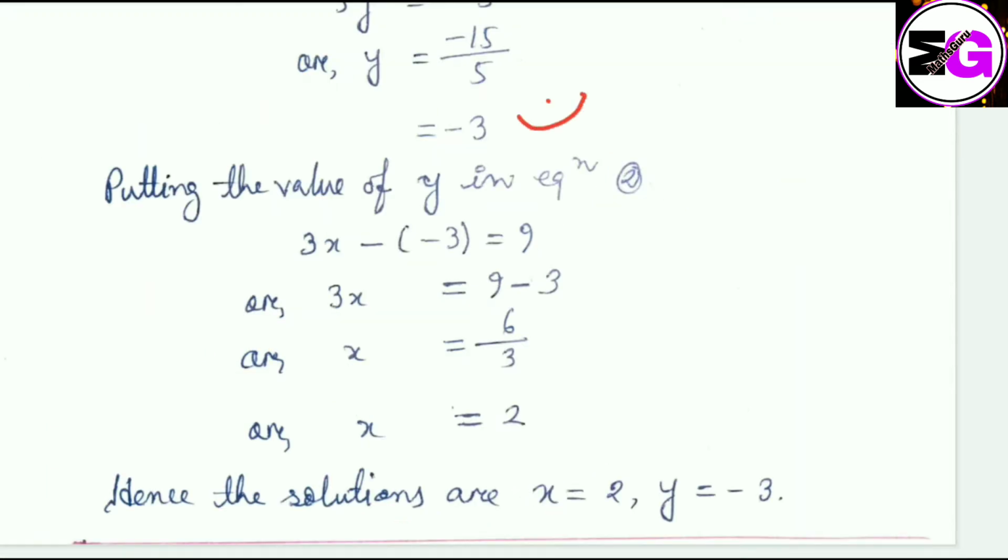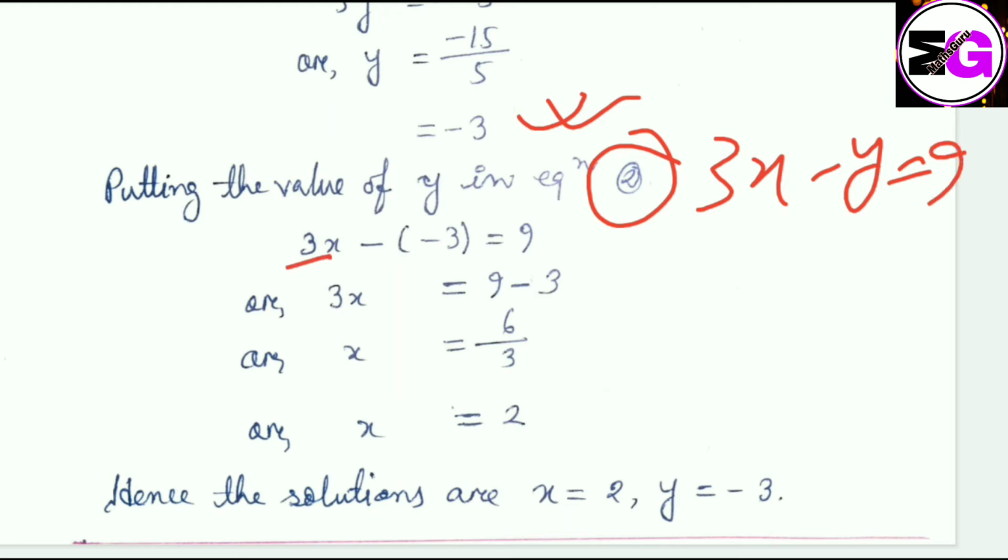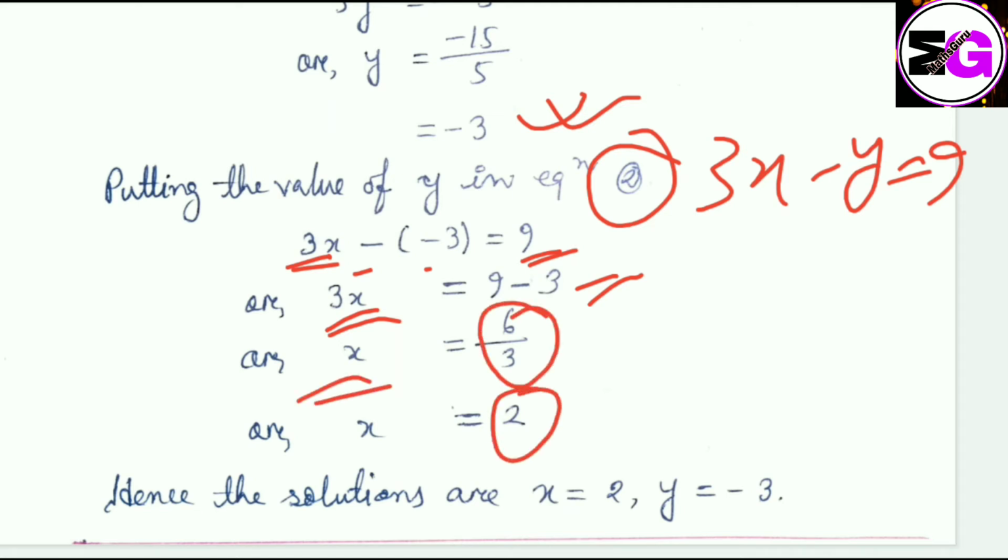Since we got the y value as -3, we put it in any one equation. I put it in equation number 2, that is thrice x minus y equals to 9. So thrice x minus (-3) is equal to 9, or thrice x is equal to 9 minus 3, that is 6, so x is equal to 6 by 3, that is equal to 2. So these are our solution, that is x equals to 2 and y equals to -3.